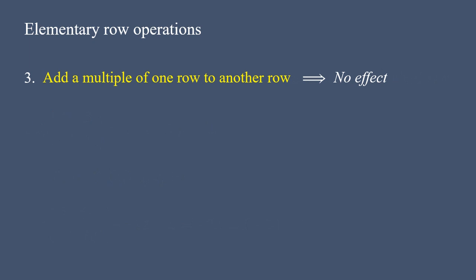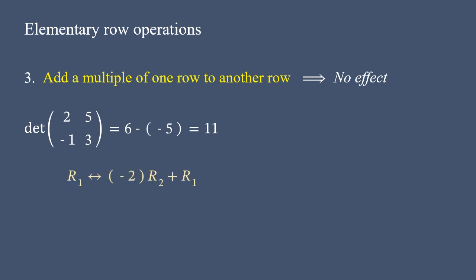The third statement says that after adding a multiple of one row to another row, the value of determinant does not change. Let's consider the same matrix again. Its determinant is 11. Now, for demonstration purposes, we multiply the second row by -2 and add it to the first row. We get a matrix where the first row is recalculated after the elementary row operation considered, while the second row remains the same. The determinant of the resulting matrix is 11, the same as the determinant of the original matrix. Notably, no effect at all.